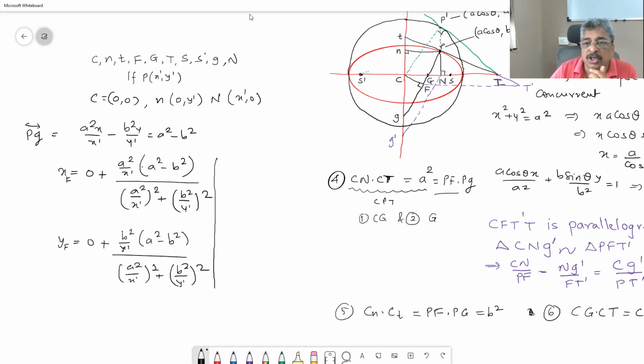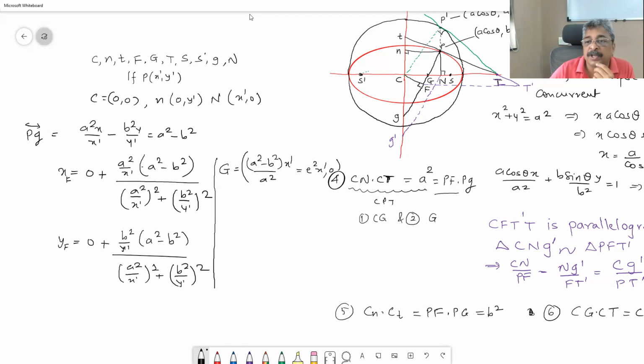So F is done. What is capital G? It is the normal with y equal to 0, then a square minus b square into x dash upon a square. Is that right? So capital G is e square x dash, this is equal to e square x dash, 0.